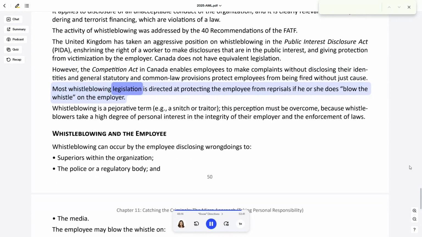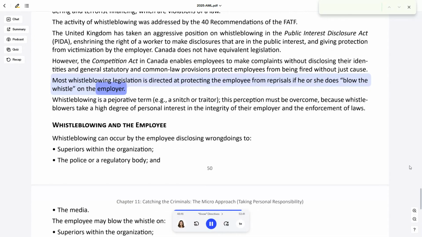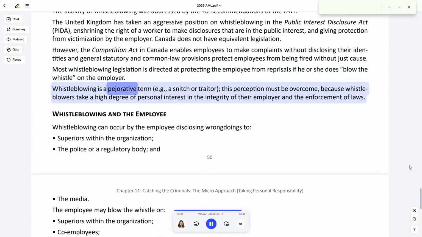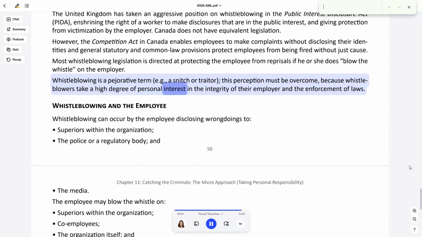Most whistleblowing legislation is directed at protecting the employee from reprisals if he or she does blow the whistle on the employer. Whistleblowing is a pejorative term, for example, a snitch or traitor. This perception must be overcome, because whistleblowers take a high degree of personal interest in the integrity of their employer and the enforcement of laws.